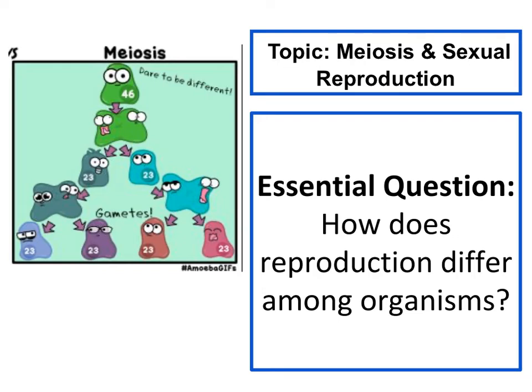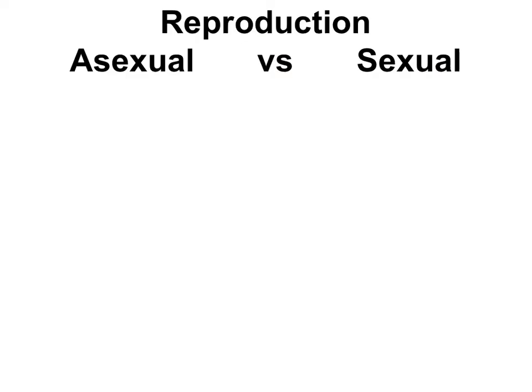A major topic of our current unit is meiosis and sexual reproduction. And an essential question that we want to think about is, how does reproduction differ among organisms? Now, there are two basic types of reproduction: asexual reproduction and sexual reproduction. Let's talk about asexual first, since we have some background from our last unit on that.